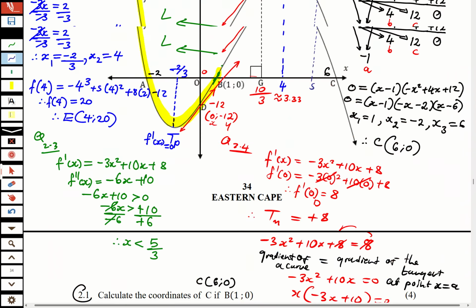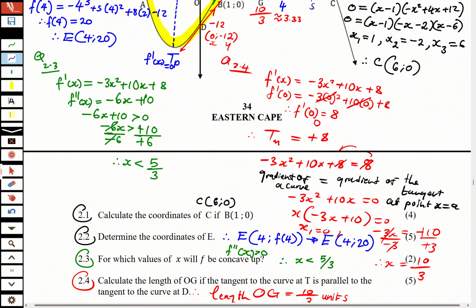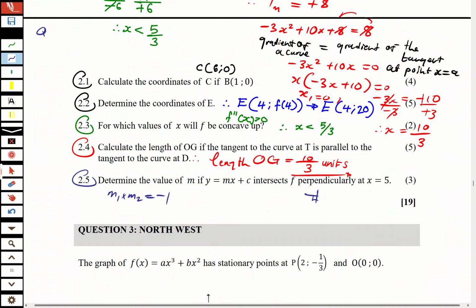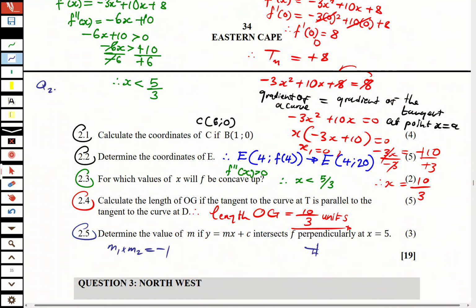So you're just going to say, okay, where can I write this? Let me just squeeze it here, guys. So this is question 2.5. Remember, the first derivative is all about the gradient. So the first derivative is just this part that we have there. So this is -3x squared plus 10x plus 8, and at x is equal to 5, what is the gradient there? So at x is equal to 5, let's see what is the gradient.